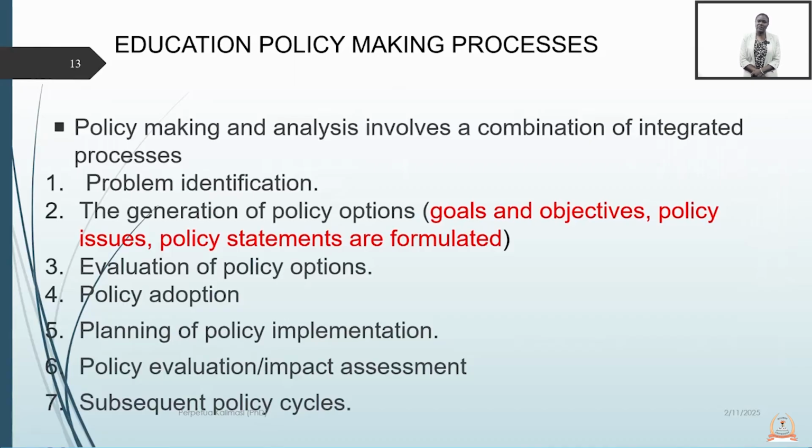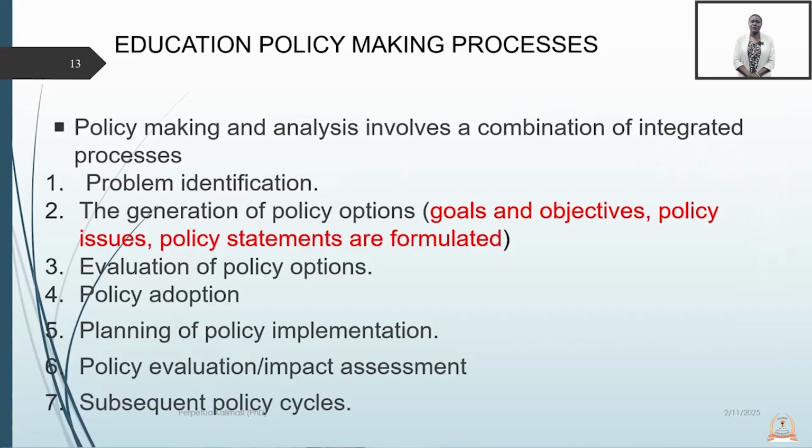You remember in the first session we had an assignment of trying to read, review and present various policy statements and see their coherence, etc. So those are the statements. And then the third process becomes the evaluation of those options. When you have the statements, your role is to evaluate them and check the coherence and other issues. Then followed by policy adoption, planning of policy implementation, evaluation, and then subsequent policy cycles begin. And you can see the cyclic nature of the education policy making processes.